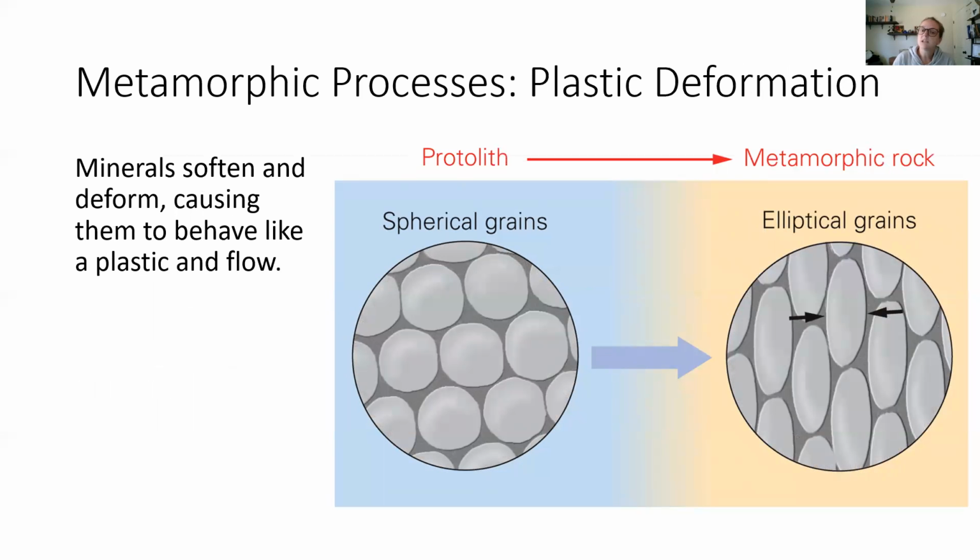Now, something similar to this, but a little different, is what we call plastic deformation. Here, again, you're starting with spherical grains and you're ending with elliptical grains, but now it's not because of the outer edges of those grains changing. Now it's because the whole grain was pushed and squeezed and elongated. So here, even the inside of the grains become plastic and begin to flow.